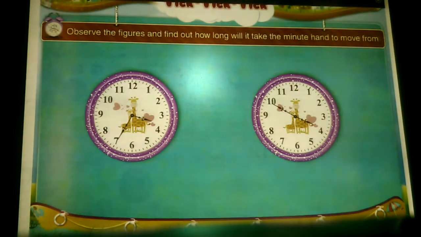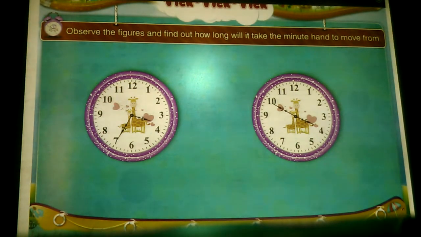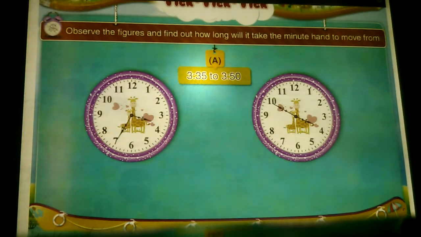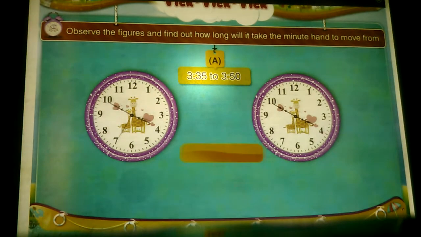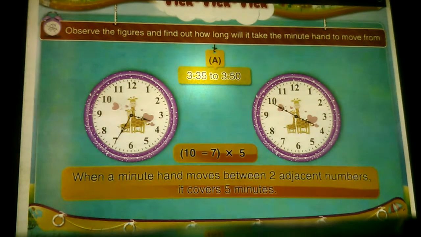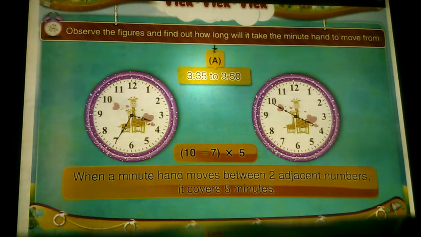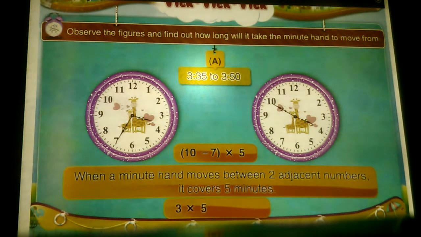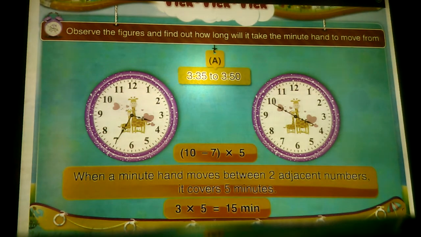Observe the figures and find out how long it will take the minute hand to move from A, 3:35 to 3:50. The minute hand has to move from 7 to 10. It means 10 minus 7 multiplied by 5. As you know, when a minute hand moves between two adjacent numbers, it covers 5 minutes. So, here in this case, the minute hand will take 3 multiplied by 5, which equals 15 minutes.